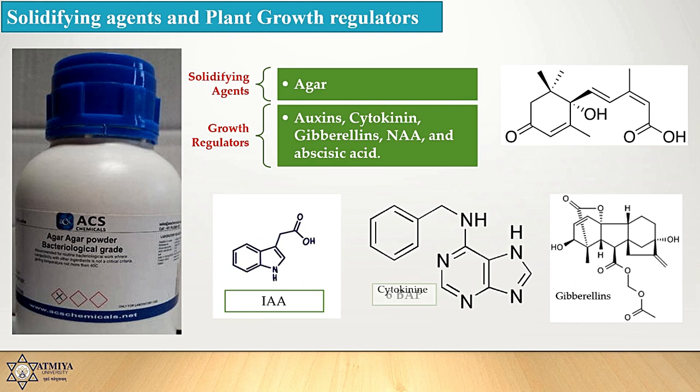BAP and kinetin are two important cytokinins used in plant tissue culture medium. Cytokinins stimulate cell division, morphogenesis and de novo bud proliferation. A 2 mg per liter concentration of cytokinin is generally recommended. The concentrations of auxins and cytokinins are equally as important as their ratio. Gibberellins, GA3, and abscisic acid, ABA, are two other growth regulators occasionally used in culture media.